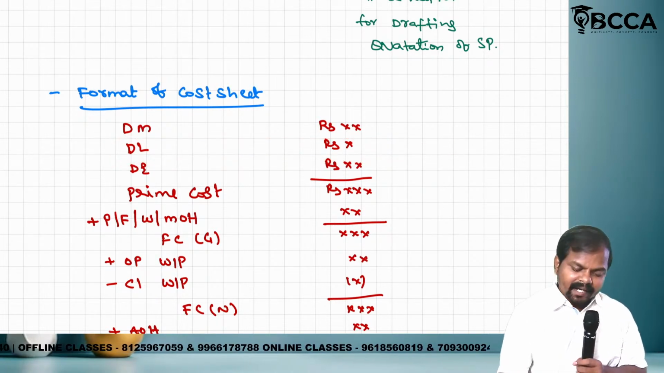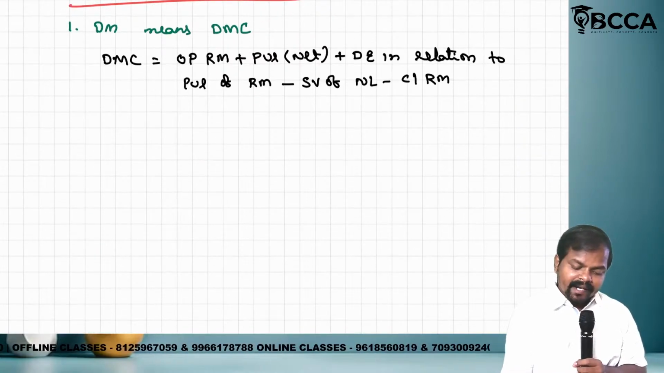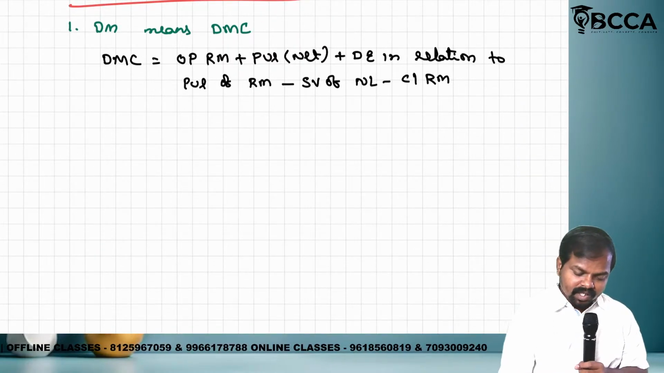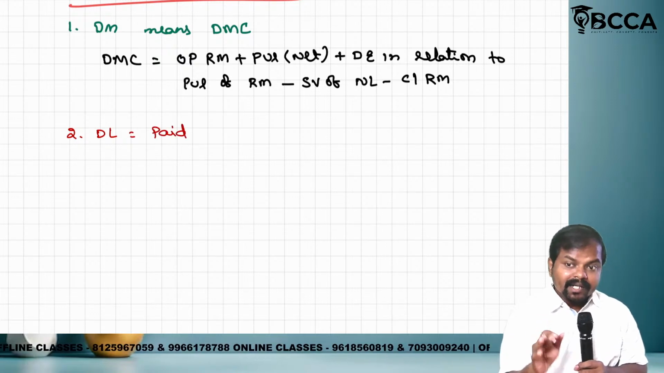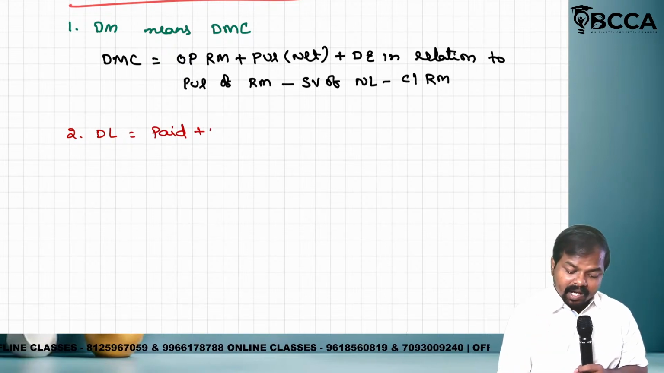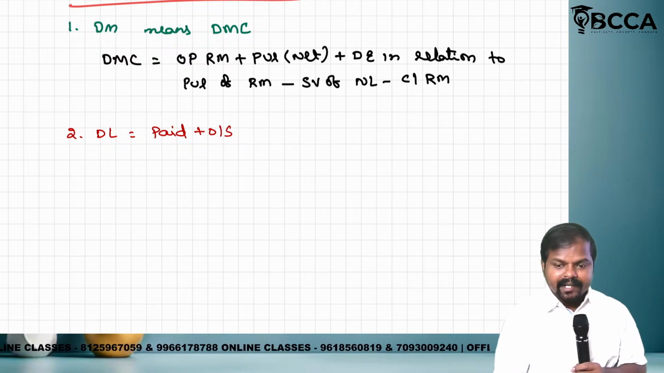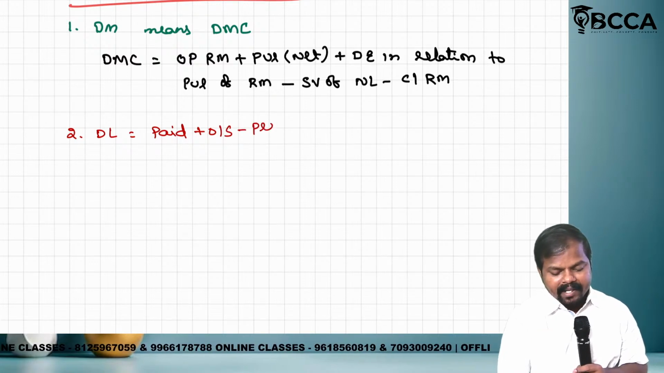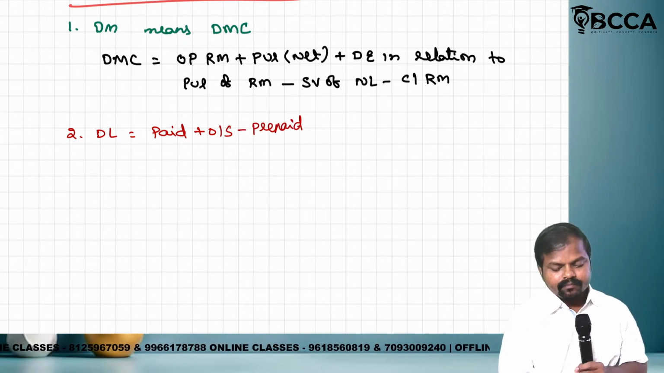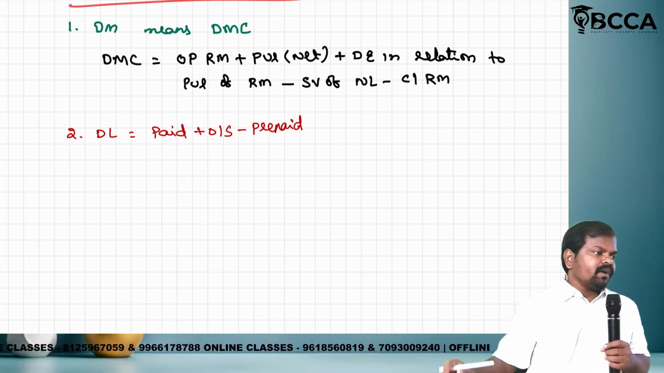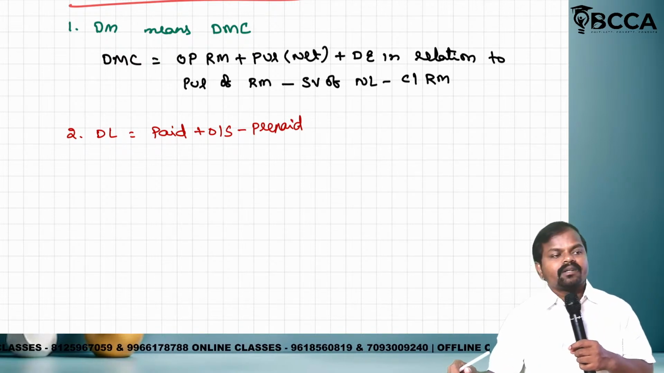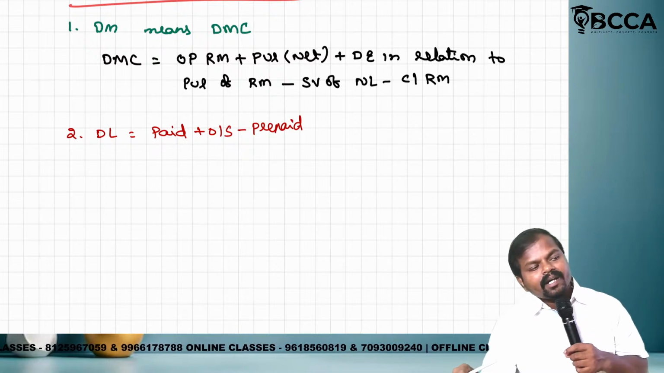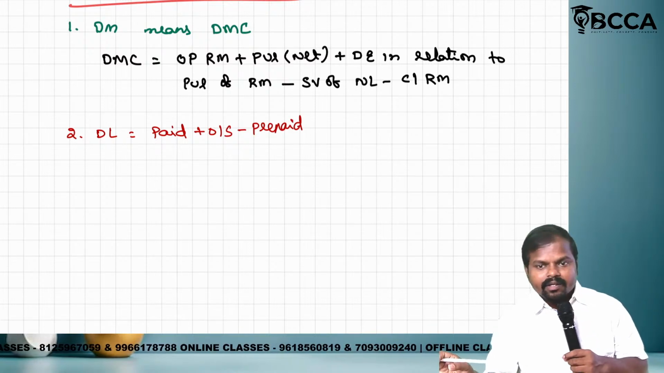Now what is the second line? Direct labor. Direct labor is equal to paid during the current year plus outstanding relating to the current year minus prepaid. Whatever equation is solved will be referred to as direct labor. Till now clear?